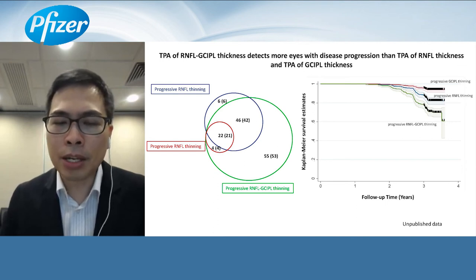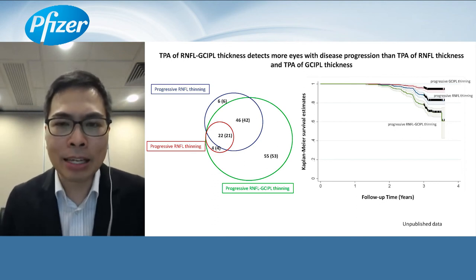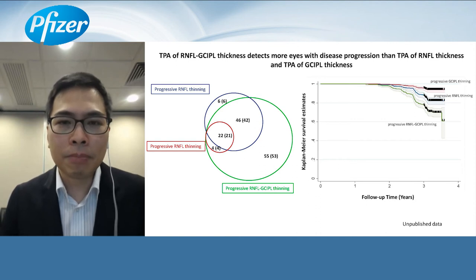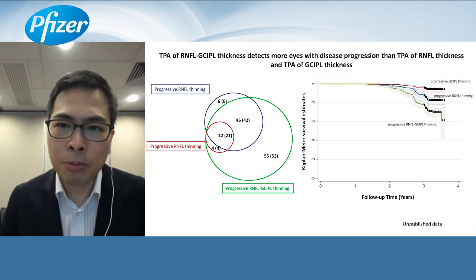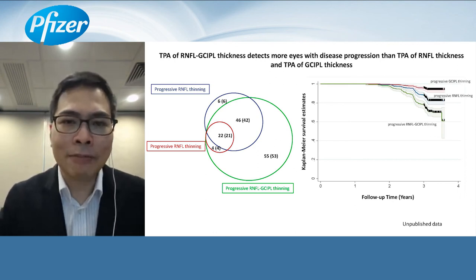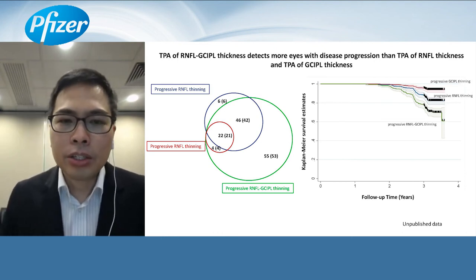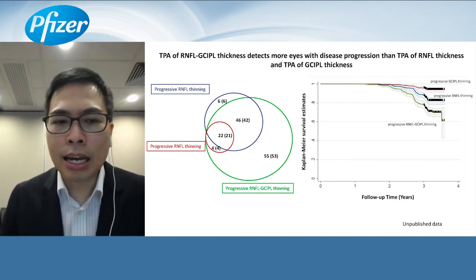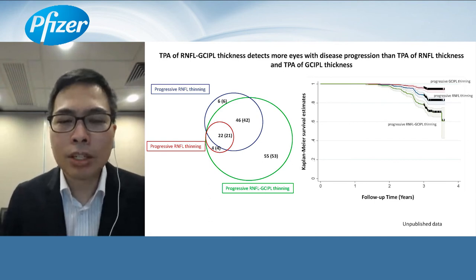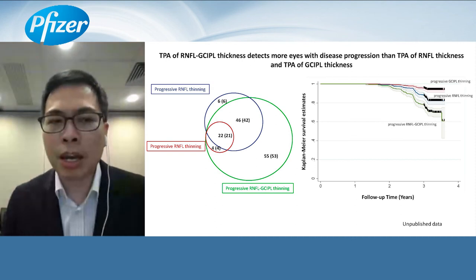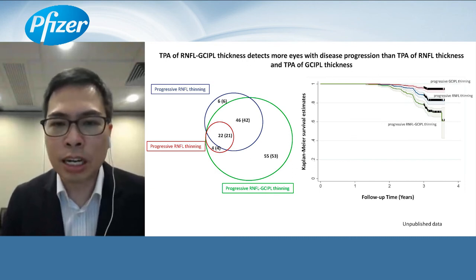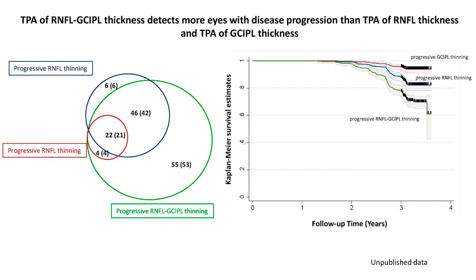What we see here is very interesting, because when we use the combined RNFL and GCIPL, we are able to detect more eyes with progressive thinning of the RNFL and GCIPL compared with when we use the RNFL alone or the GCIPL alone. This Venn diagram demonstrates that we were able to detect 55 more eyes with progressive RNFL and GCIPL thinning compared with just progressive RNFL thinning or progressive GCIPL thinning. And in the survival plot, you can also see that eyes with progressive RNFL and GCIPL thinning show a worse survival probability compared with eyes with progressive RNFL or GCIPL thinning alone.